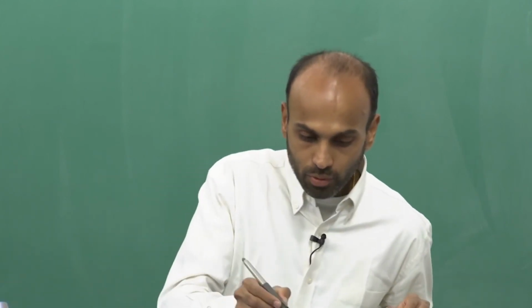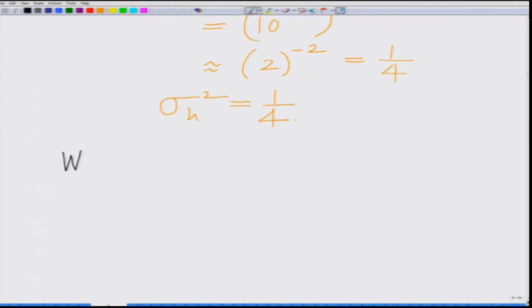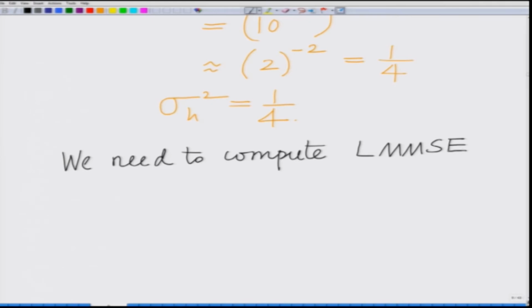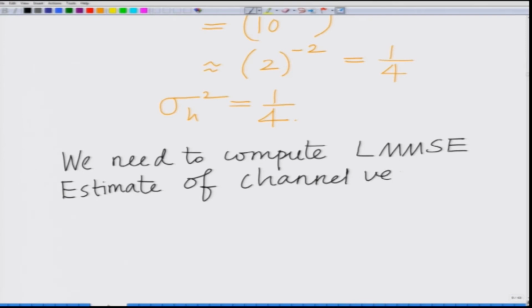Alright, so we need to compute the LMMSE estimate of channel vector h bar. By the way, this is an m cross 1 channel vector, which means it is 2 cross 1, since m is equal to 2. Alright, we have 2 antennas at the base station.